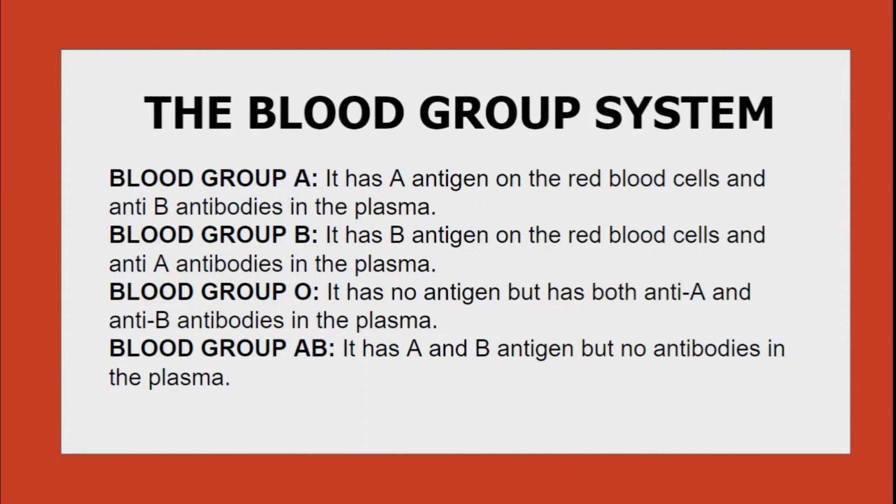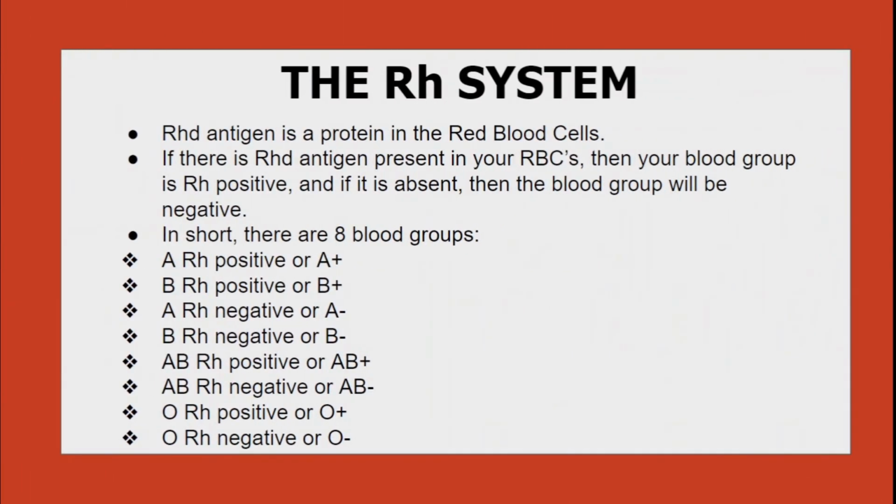So an antigen is a substance that induces an immune response, and antibodies, when any foreign substance or germs enter into our body, alert the immune system and destroy that foreign substance. So the RH system: RHD antigen is a protein in the RBC. If you have RHD in your RBCs, you are RH positive. If you do not have RHD protein in your RBC, you are RH negative.